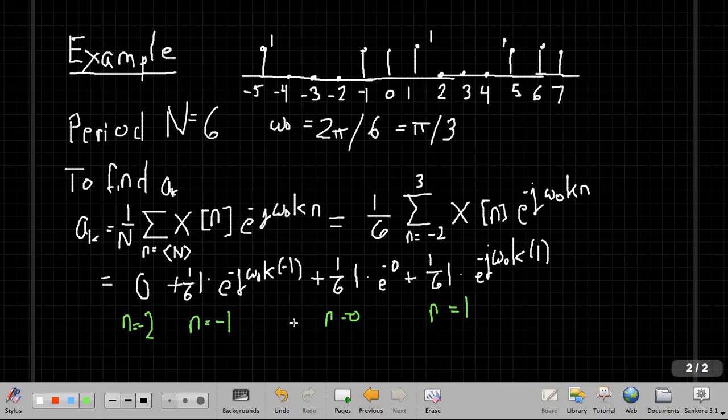So I've got n equals 2. And now I go up here and look and say, well, x of 2 is 0. So this term is 0. It doesn't even matter what's in the exponent. This whole thing is 0. And then the final term of the sum, n equals 3. And that's the same story, right? I go up here and look at the signal. I've got 1/6 times x of 3. Well, x of 3 is 0.